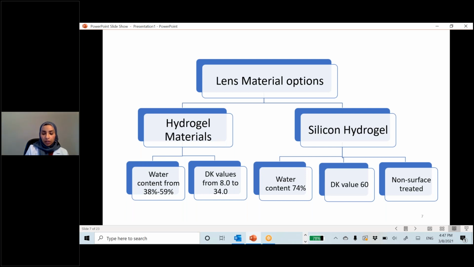Now, the Kerasoft IC lens uses a silicone hydrogel called definitive that has a Dk value of 60. And this is a nice feature that sets this lens apart, at least for oxygen permeability.